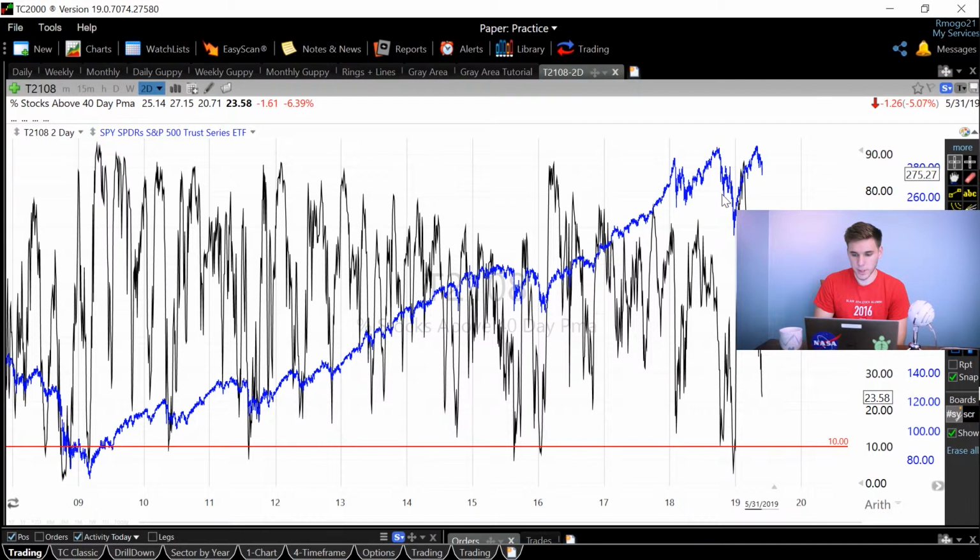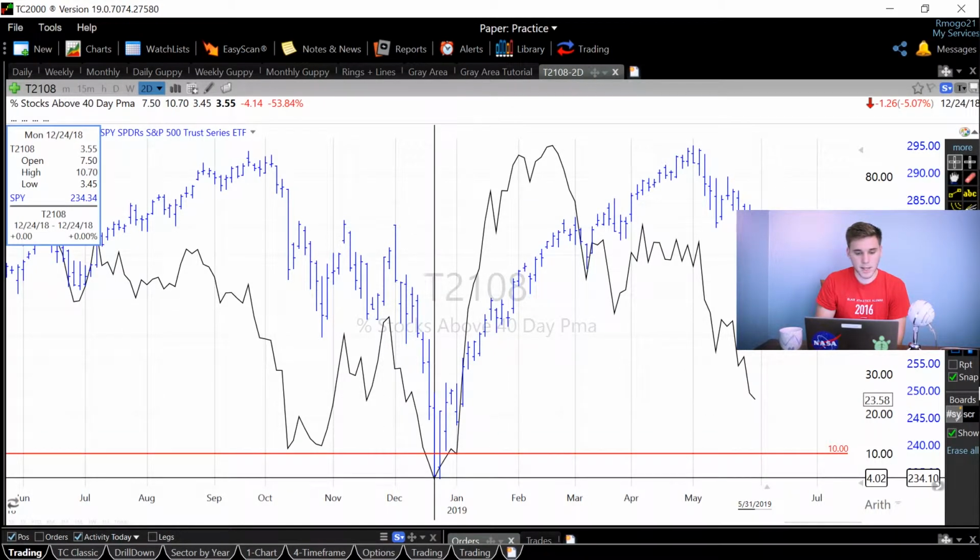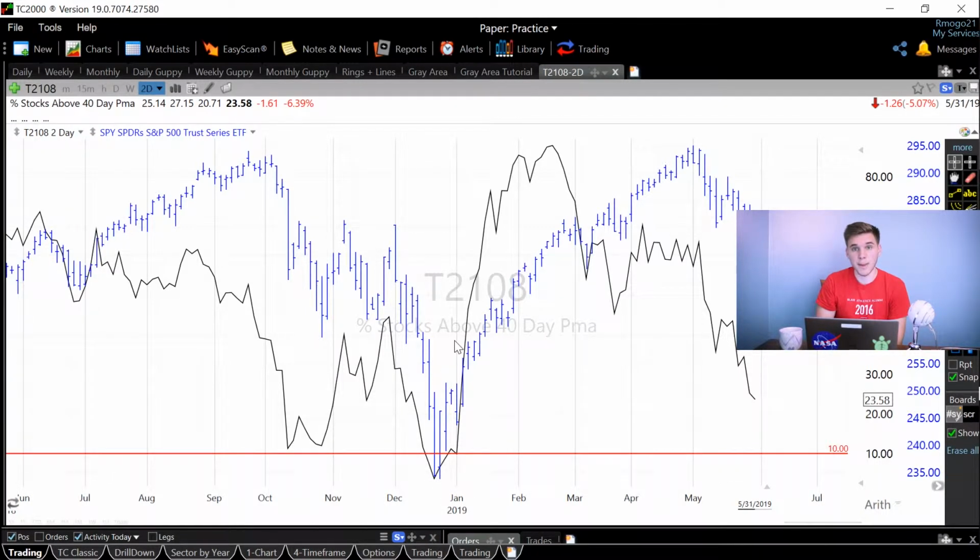For now, we're going to zoom into the current time period, and let me show you how to use the T2118. So the T2118 is excellent at determining stock market bottoms after major corrections and downtrends. When it falls below that 10% mark, uptrends on volume are likely to take hold and the stock market will recover. For this past winter's correction, you can see that the T2118 bottomed on December 24th at 3.55, which is below that 10% mark.